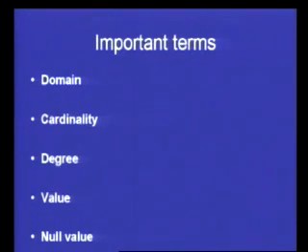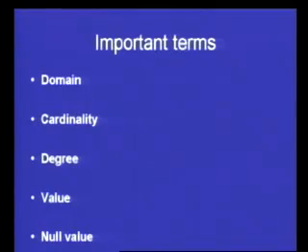The other important terms are domain, cardinality, degree, value, null value. I will be describing each of these terms. What is domain? Domain is all the possible values for any field. Suppose that I have described employee number as an integer. It means that all integers form the domain for that particular field. Suppose that I have described some field of a character type. It means that all the characters will be forming a domain for that particular field.